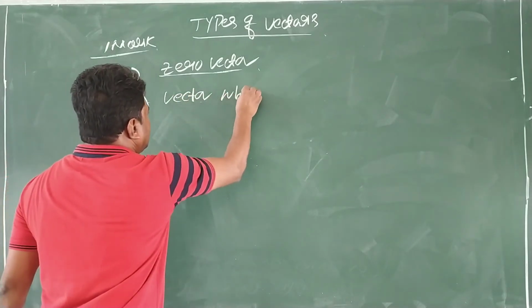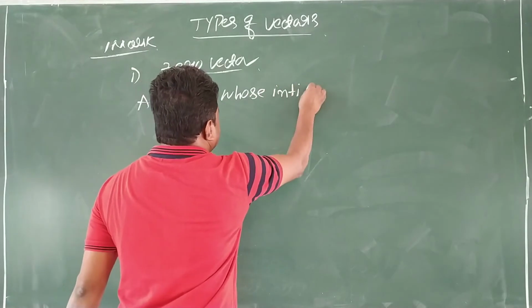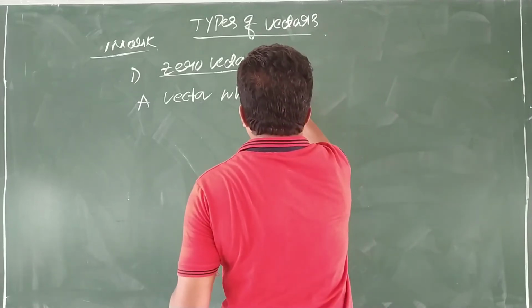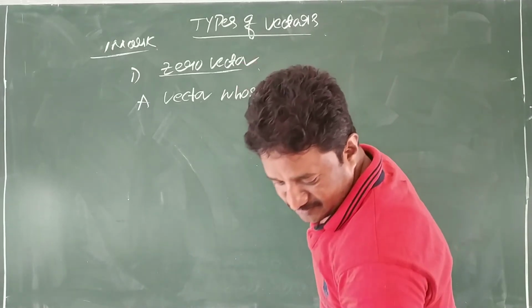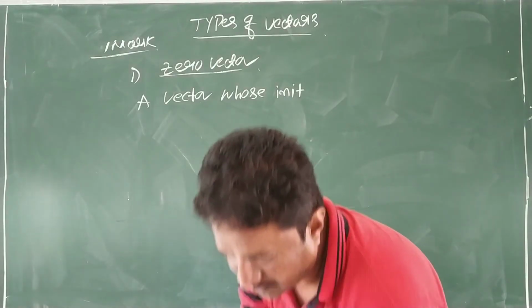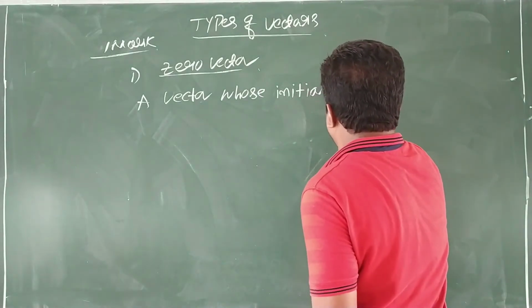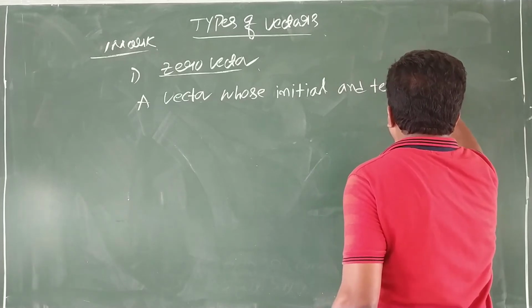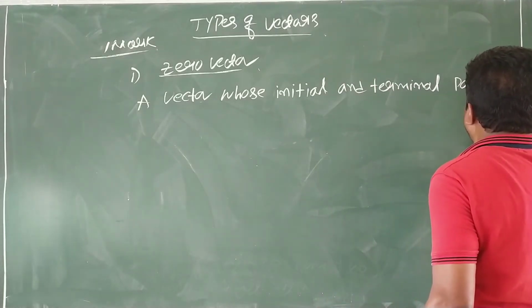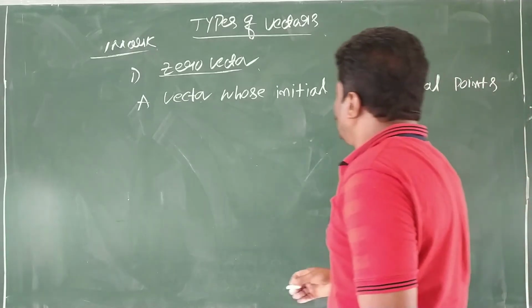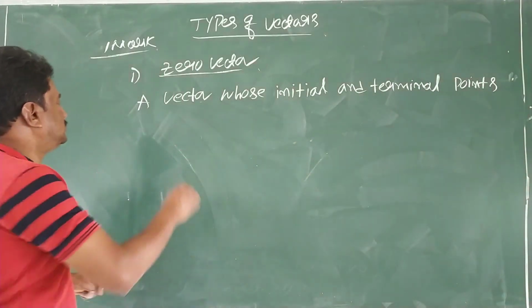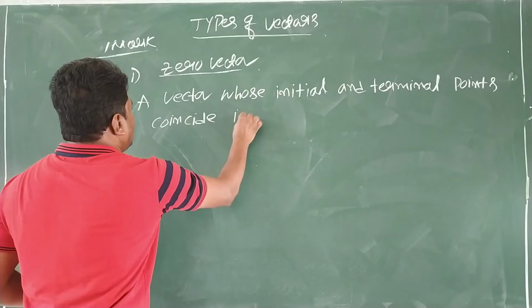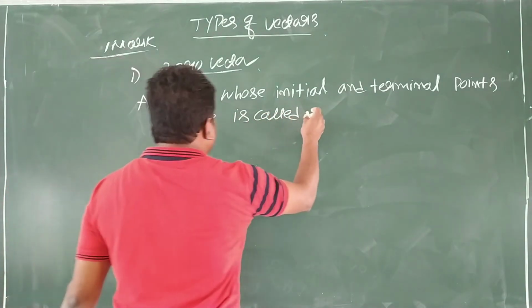Define zero vector. A vector whose initial and terminal points coincide is called zero vector.